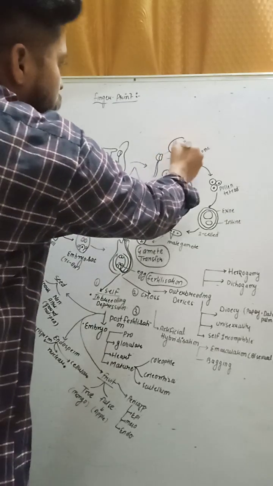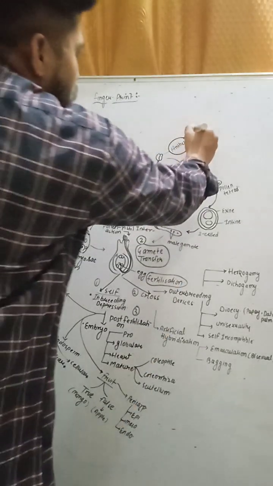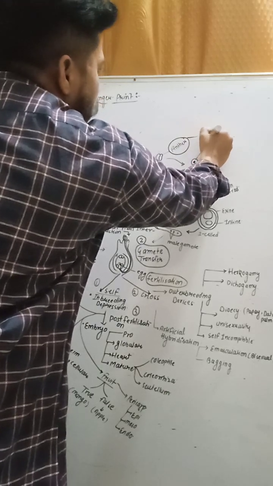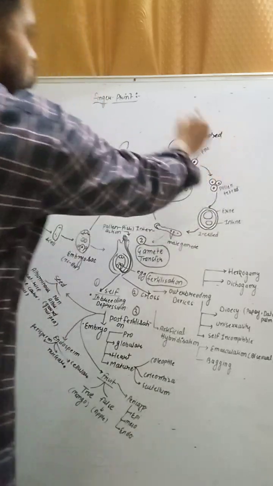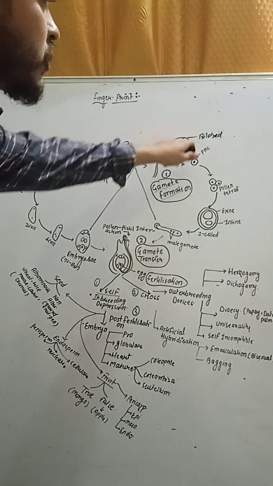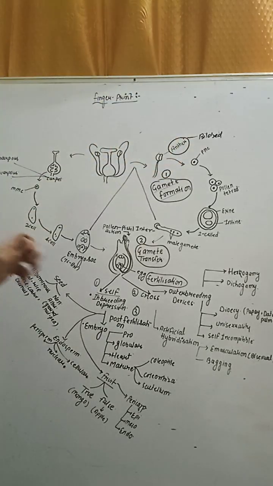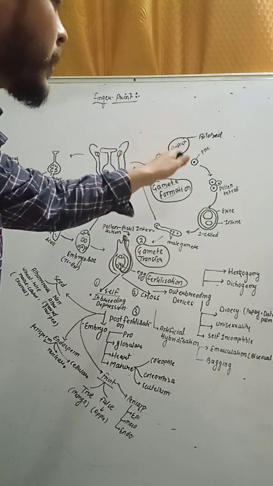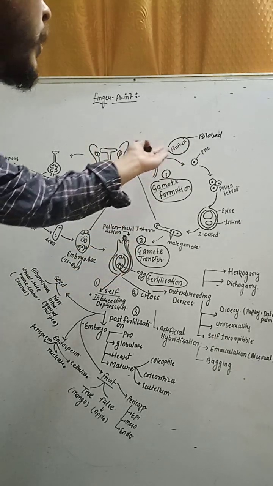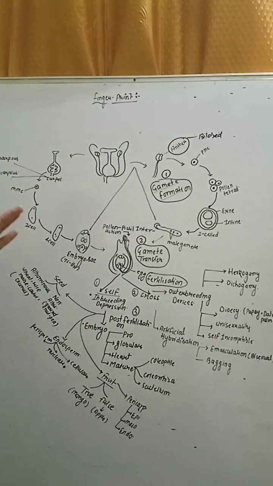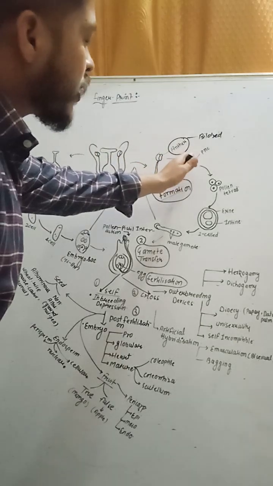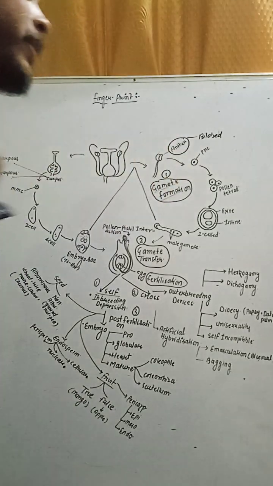As you know, the anther is bilobed, dithecous. It is a bilobed structure, dithecous, tetrasporangiate. Inside the anther, the pollen sac is present. Inside the pollen sac, pollen mother cells are formed. Clear? These pollen mother cells help in the formation of pollen grains.